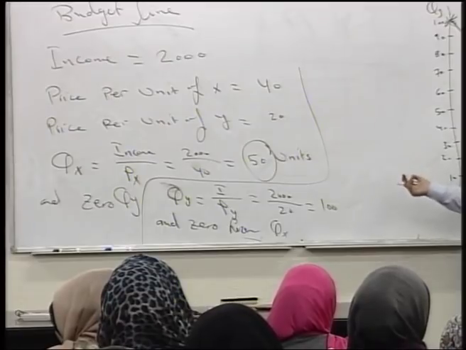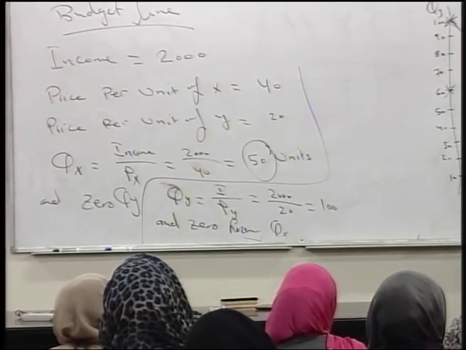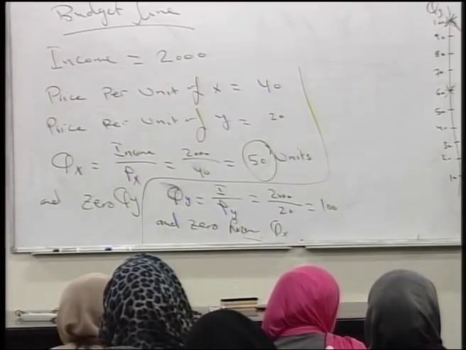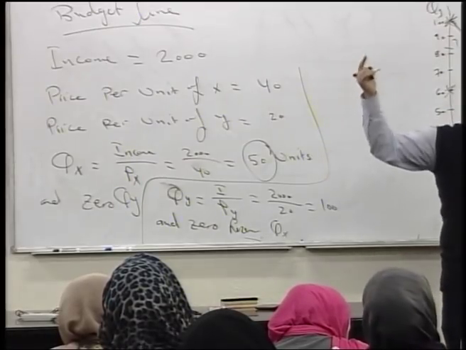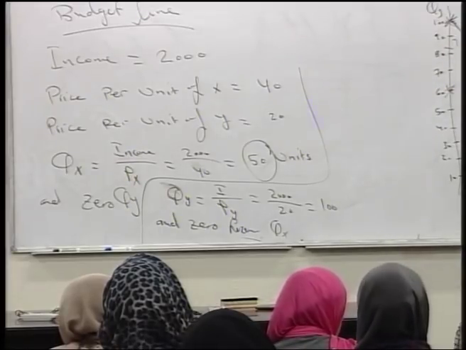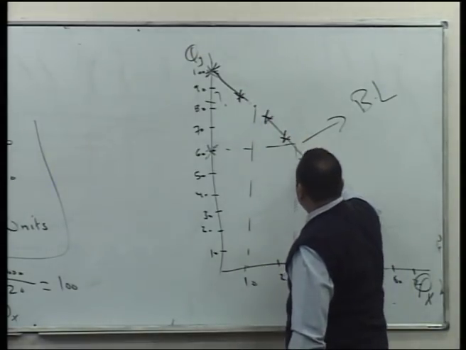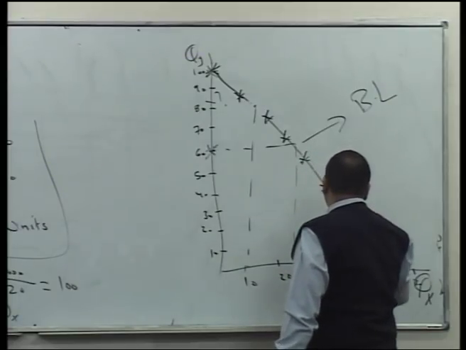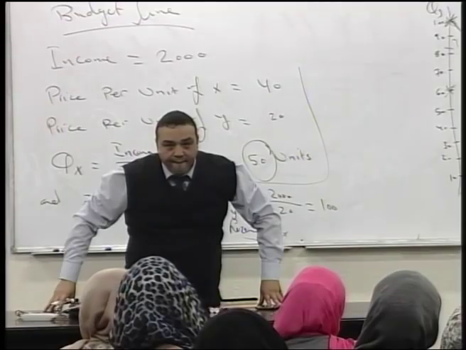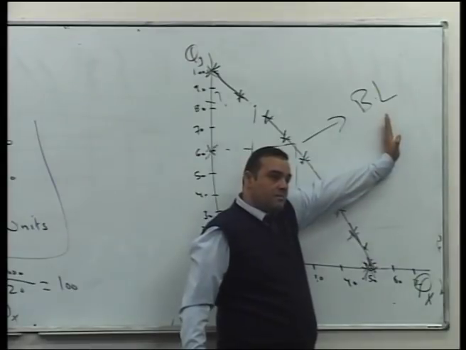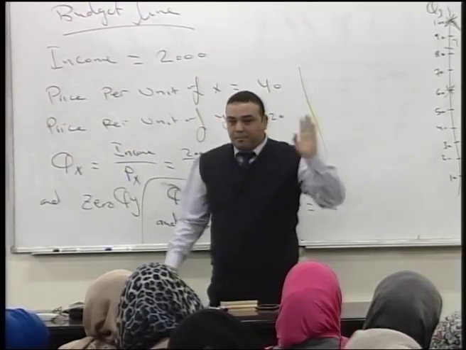If he buys 60 units of Y, how many units of X can he buy? If he wants to buy 10 units of X, how many units of Y can he buy? This is a question here, because the consumer can buy only along the budget line. Any point that lies along the budget line, the consumer can buy it. Outside it, he needs more money, more income. If the prices went down, he can buy more.